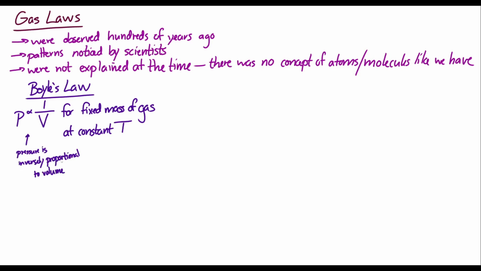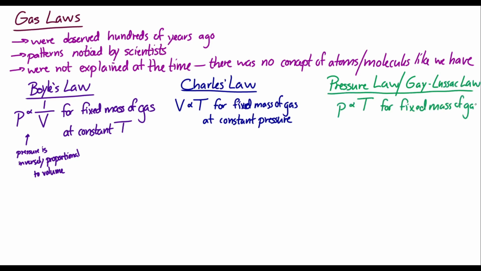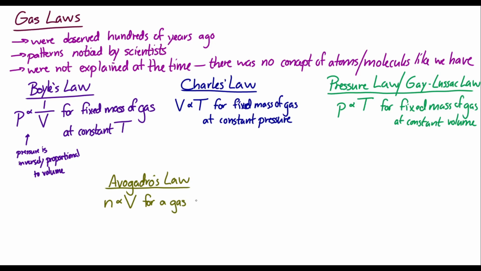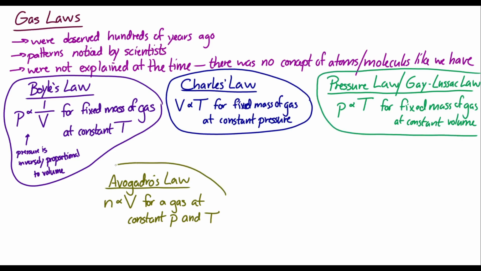Then there's Charles' law. Charles' law says that the volume of a gas is proportional to the temperature of the gas for a fixed mass of gas at a constant pressure. Then there's the pressure law, also known as the Gay-Lussac law, and this is that the pressure of a gas is proportional to the temperature of a gas for a fixed mass of gas at a constant volume. And then there's Avogadro's law, and that is that the number of moles of gas is proportional to the volume of a gas for a gas kept at a constant pressure and a constant temperature. So all of these observations that scientists made hundreds of years ago, we can combine them.